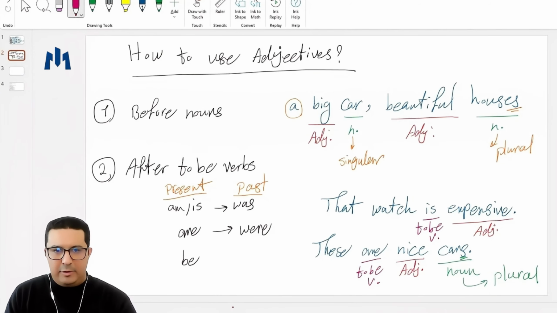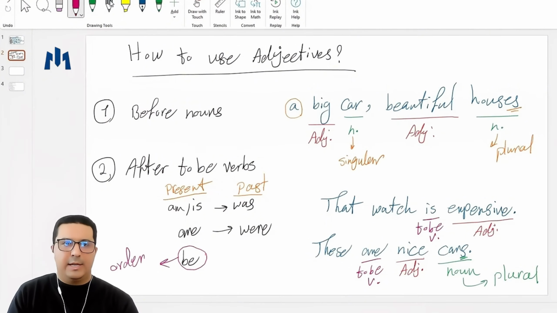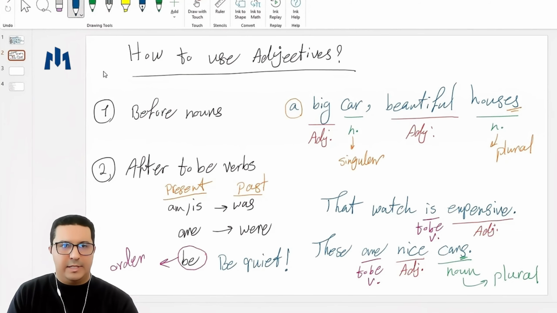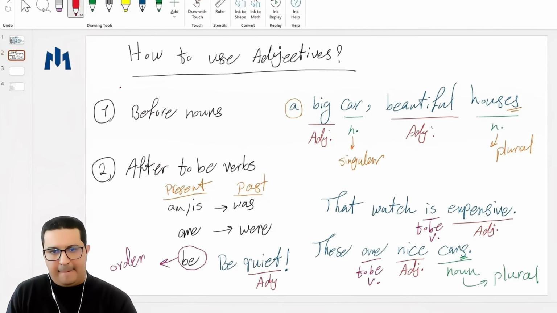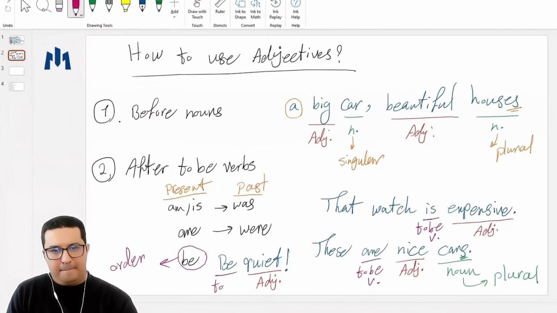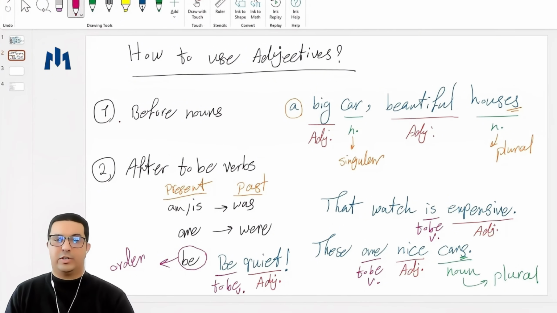About be, we use be for imperative or order. For example, you can say, be quiet. Be quiet. As you see, quiet is an adjective, and be is a to be verb. Or for example, be careful. Okay, be polite, or like these things, you can use that.